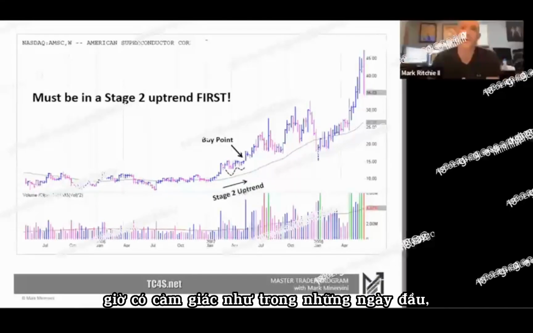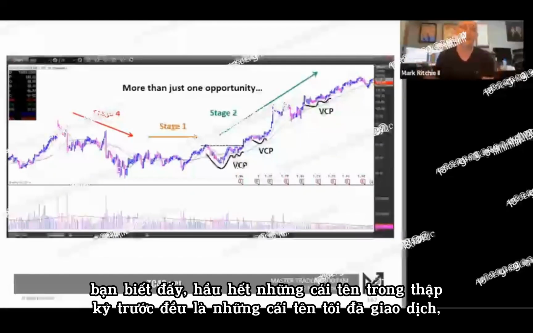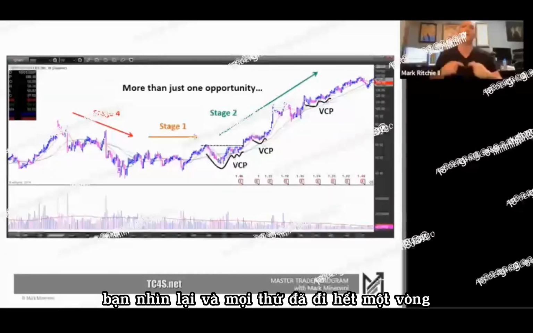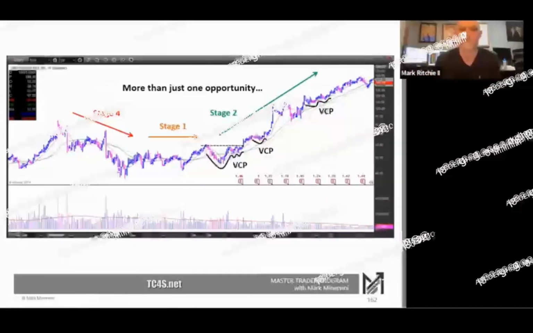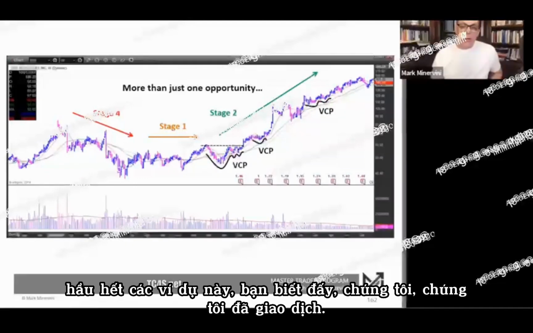And so again, the irony, Mark, is a lot of it now. It feels like in the early days, I was just looking at all those examples. Now, probably half the names, most of the names from the last decade are names I traded, or a lot of names I traded. So right, it is amazing. You look back and things have kind of come full circle to go, well, I saw that in real time. I saw the tightenings, the contractions, and I was able to get on board. Yeah, absolutely. And you lived through a lot of this. Again, most of these examples, we've traded.